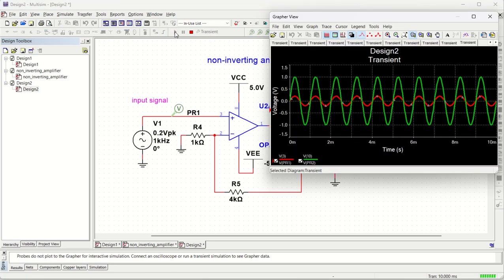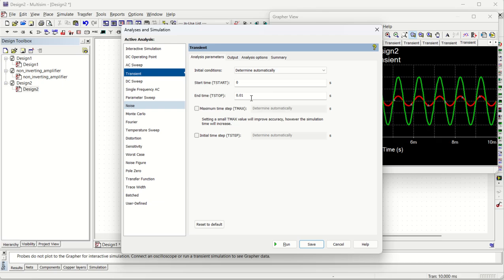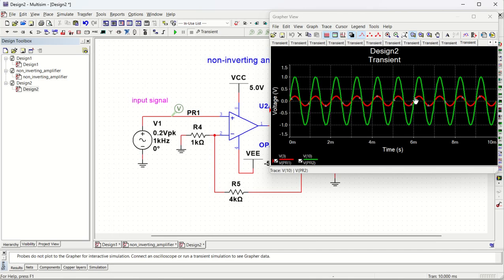So let us run it. So you can see the input voltage is 0.2 volt maximum sinusoidal signal, and the output voltage is 0.2 into 5, that is 1 volt. Got it? We have so many pulses. If you want to reduce the number of pulses, what you can do is reduce the simulation time. So to do that, what do you need to do? Go to simulate, analyze and simulation. Here we are running it for 10 millisecond. Instead of that we will run it for 5 millisecond. Okay, so only 5 pulses will appear. So let us run it.